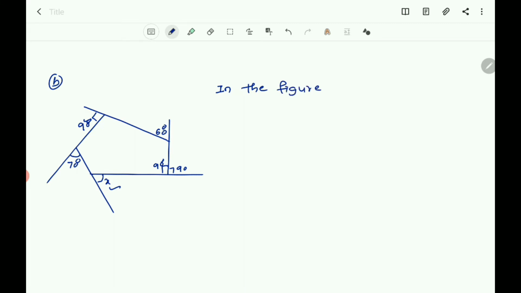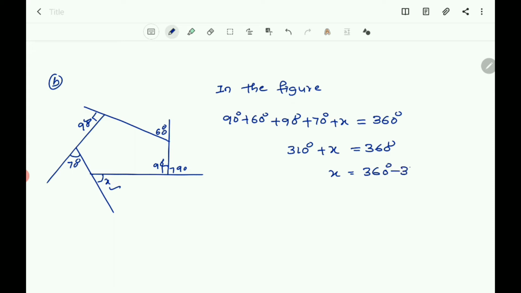In the figure, you take 90 degree plus 60 degree plus 90 degree plus 70 degree plus x is equal to 360 degree. Sum of exterior angle of a polygon is equal to 360 degree. Then the sum of these four, 90 plus 60 is 150, 150 plus 90 is 240, 240 plus 70 is 310, plus x is equal to 360 degree. So here x is equal to 360 degree minus 310 degree, that is equal to 50 degree.